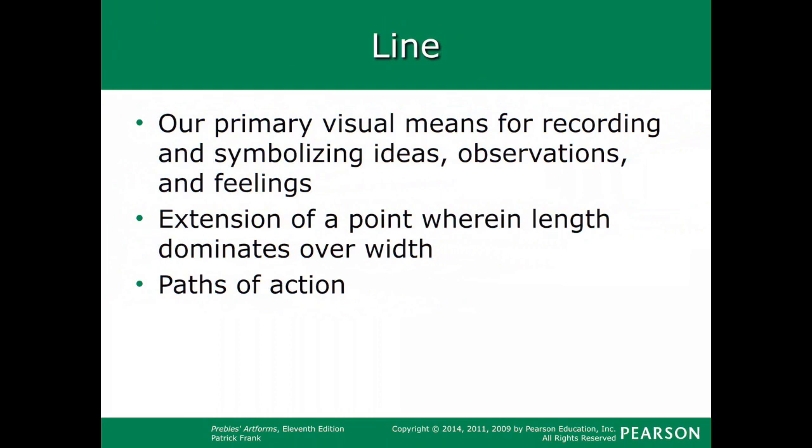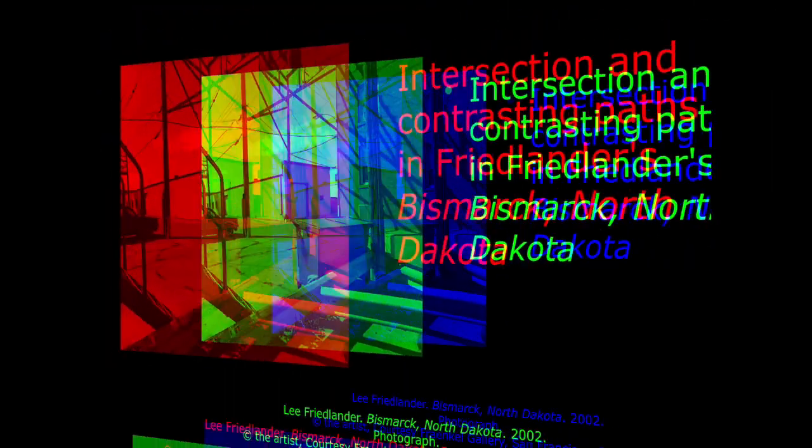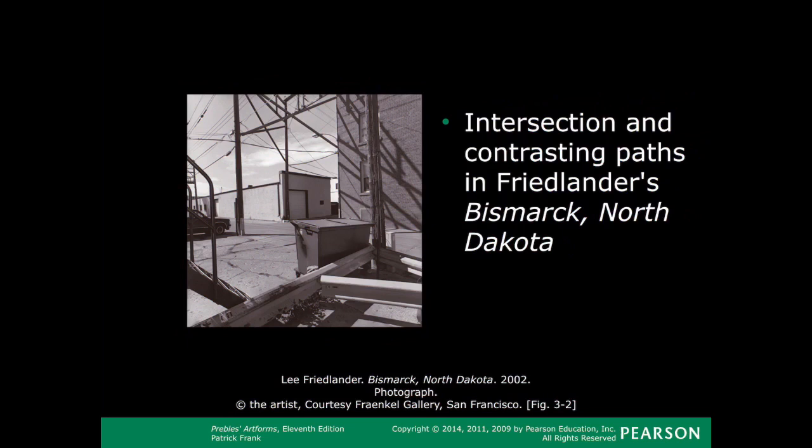So we're going to, again, break down these visual elements, and the most basic visual element is line. Line is our primary visual means for recording and symbolizing ideas, observations, and feelings. They are the extension of a point wherein length dominates over width. They are these types of paths of action.